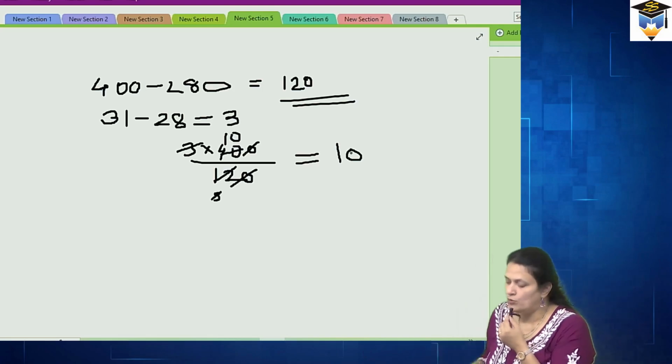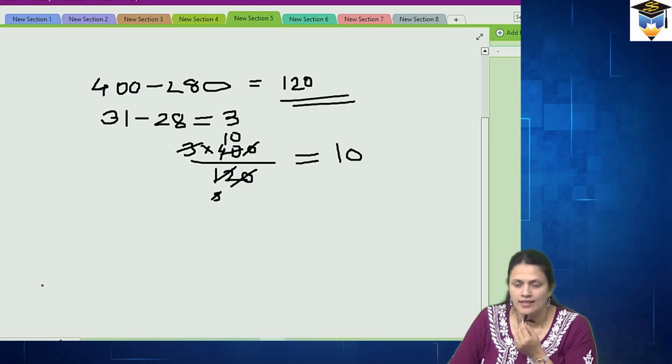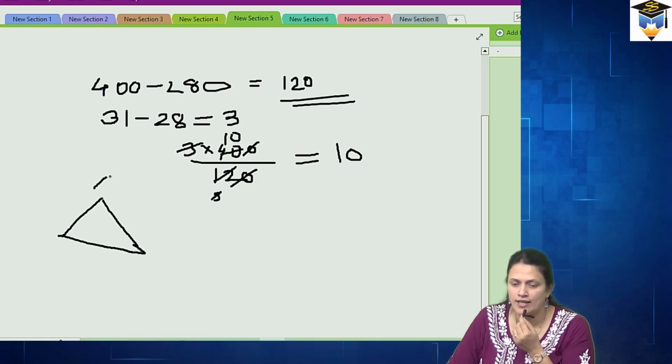Okay, so now what they have given us is a triangle. What is the perimeter of a triangle? Perimeter is the sum of all sides. So let us say this is a triangle ABC.